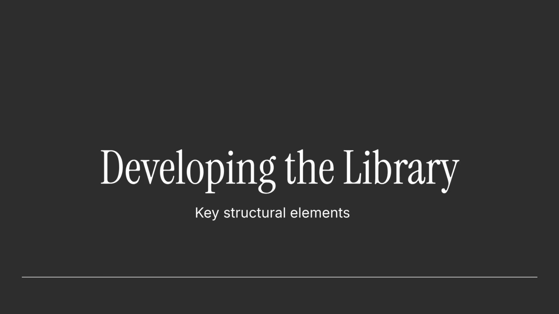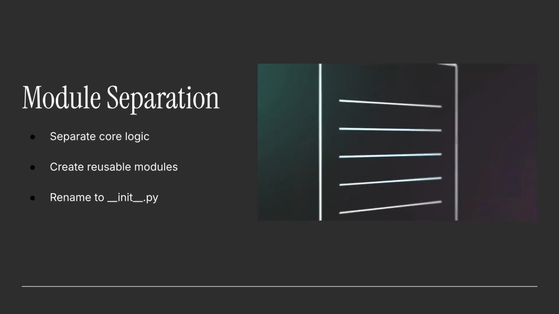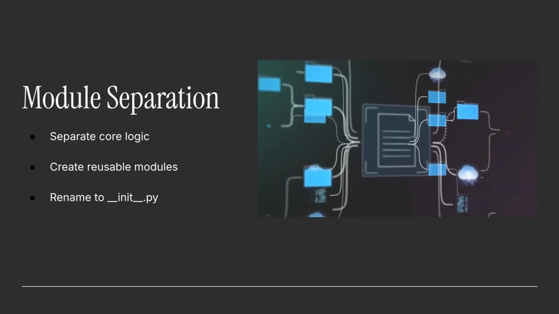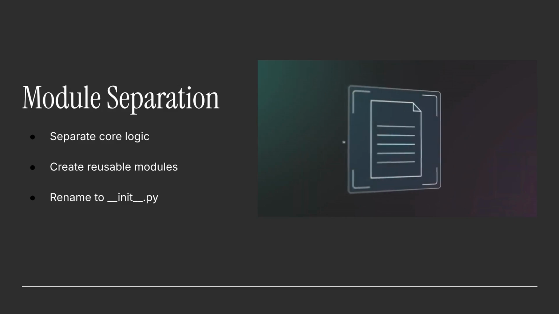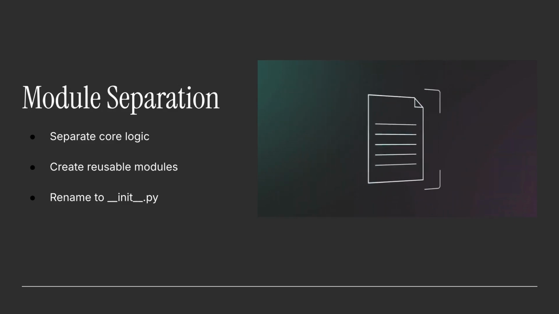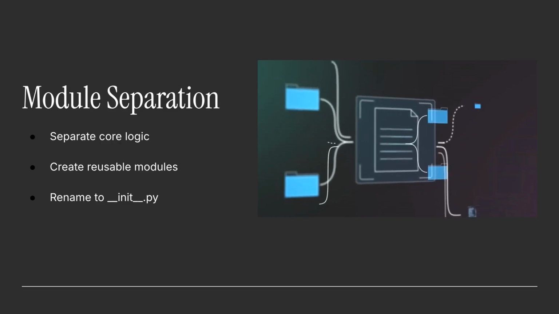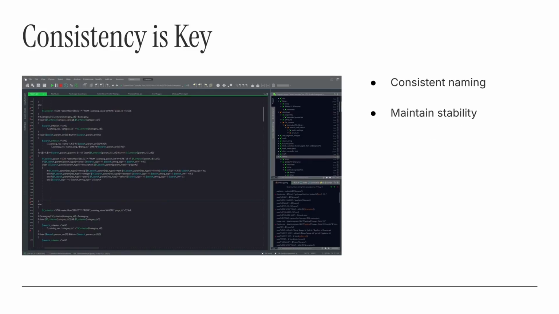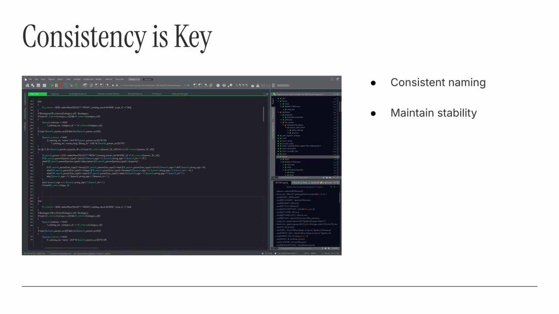Let's start with the fundamental steps in developing the library structure. Start by separating your core logic into reusable modules. After placing it in a dedicated folder, you should rename one of your files to __init__.py. That's 2 double underscores either side of the word init. This designates it as a package. In this case, I renamed the file previously named PyVLCB.py.